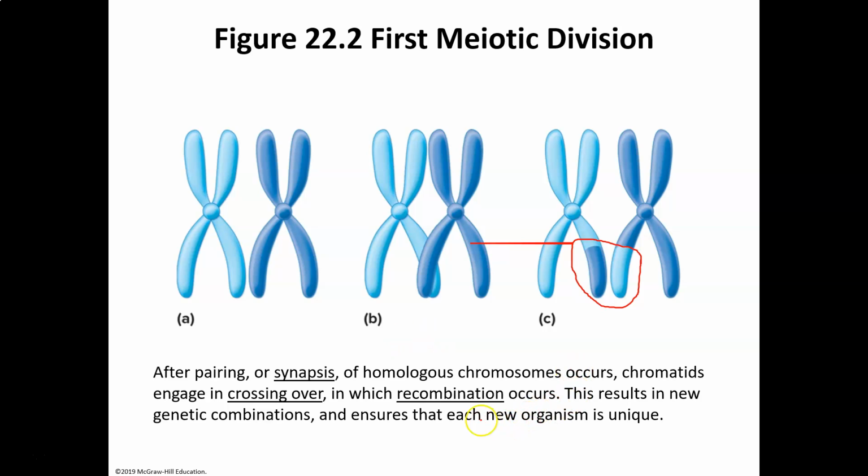What you get is recombination, of course, as it says here, and the result is different genetic combinations, and it ensures that each new organism is unique. That's the point of procreation. That is the point of evolution. This is how it occurs.